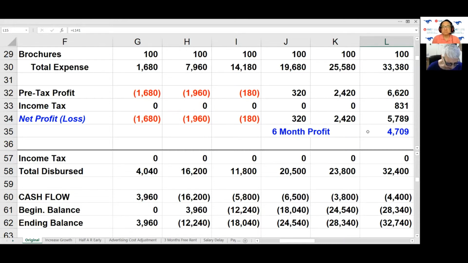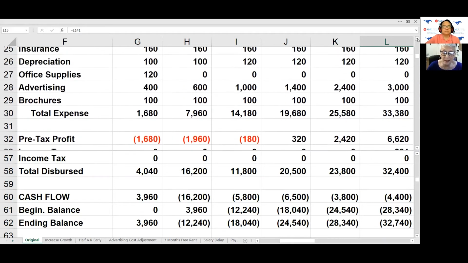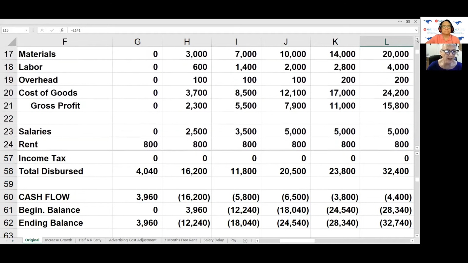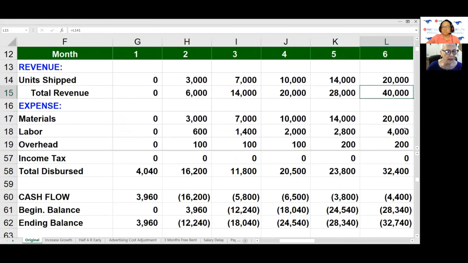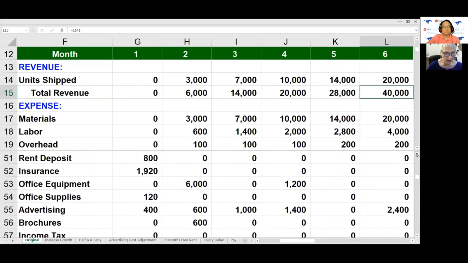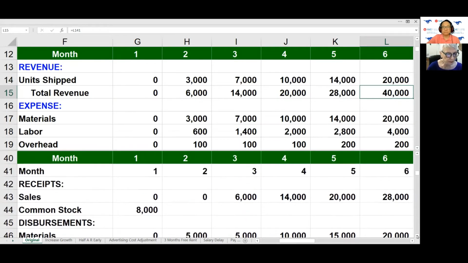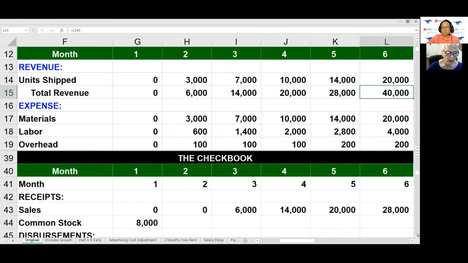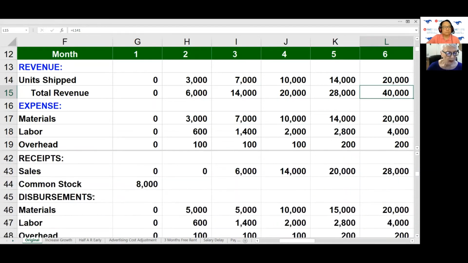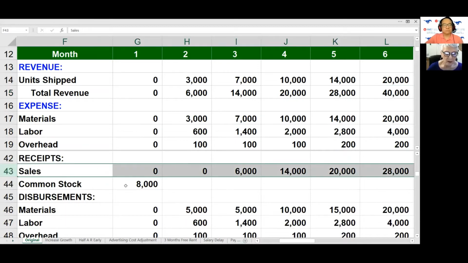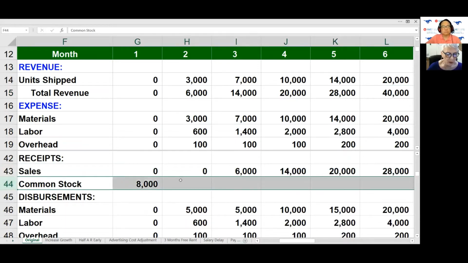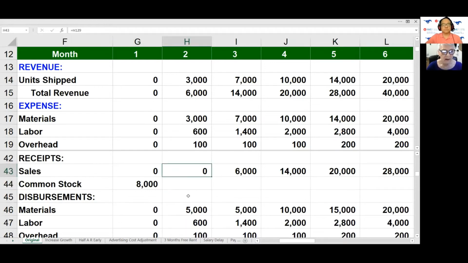So why don't we look at our cash flow statement, because it's not going to change anything on the income statement. Our sales are still the same. We're just looking at the cash flow and how fast we get the money. So in our receipts from sales, we have the common stock line there. That's a blank line, and we're going to use that as a little scribble sheet.